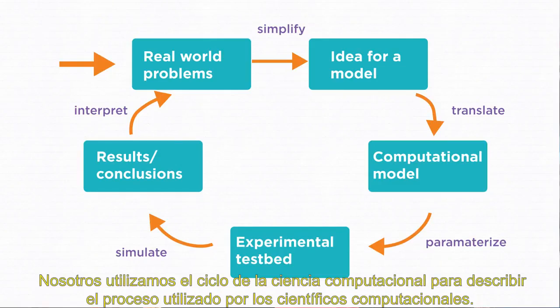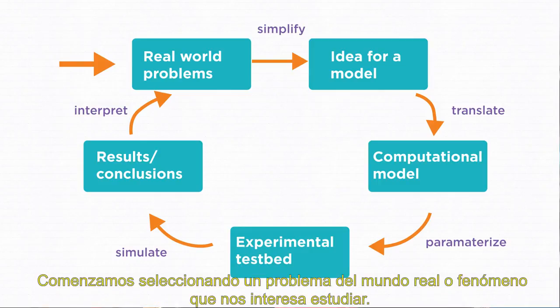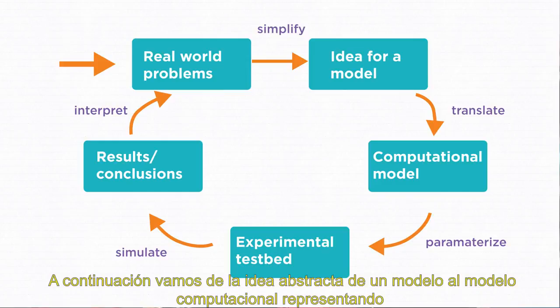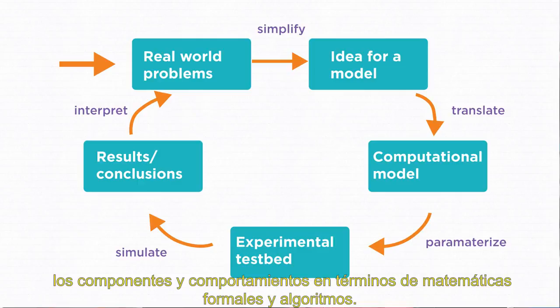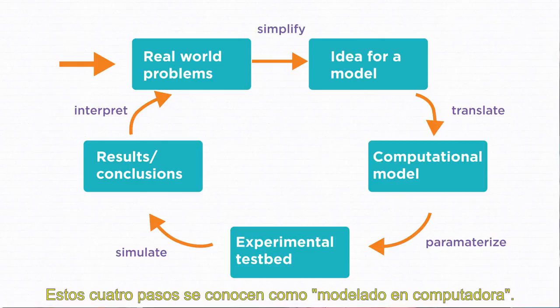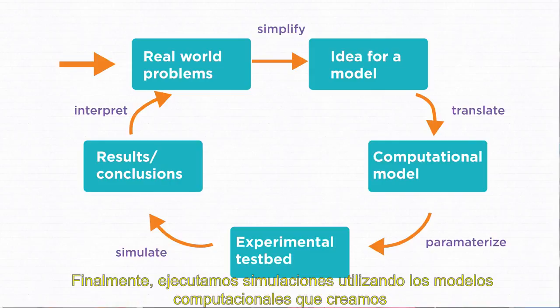We use the computational science cycle to describe the process used by computational scientists. We start by selecting a real-world problem or phenomenon we're interested in studying. Then we need to make a simplified version of the real world. Doing so produces an abstraction for a model. Next, we go from the abstract idea for a model to a computational model by representing the components and behaviors in terms of formal mathematics and algorithms. The next step is to translate the algorithms into computer code. These 4 steps are called computer modeling.